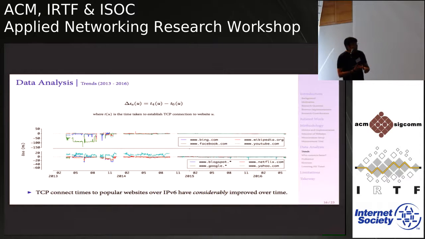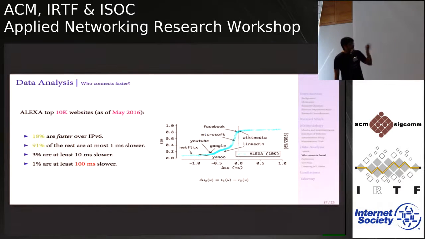So the next question that one would ask is, are these websites faster or slower? And you don't see it in the plot because they have become congruent. So let's look at the next slide. This is showing you the CDF of, again, 4 minus 6 TCP connection establishment time of the past month, May 2016.